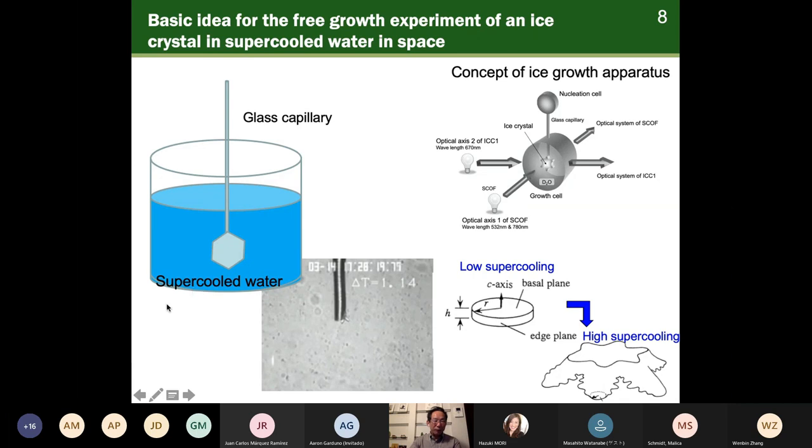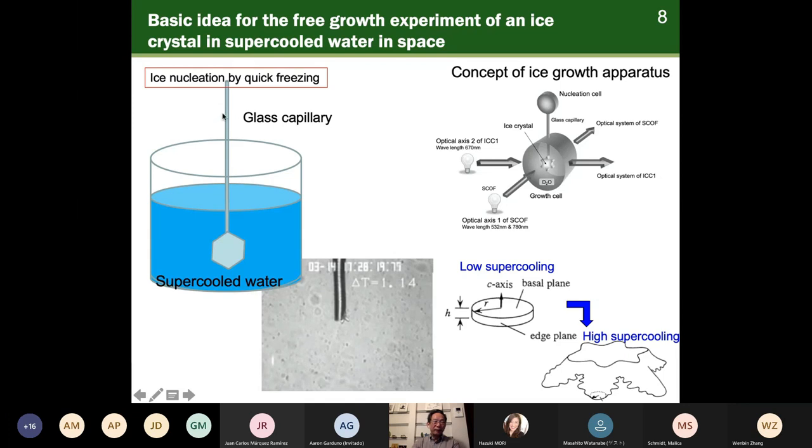The experiment is very simple. This is the concept. We prepare supercooled water in a glass container, and the water is cooled down below 0 degrees Celsius. Then a glass capillary is inserted into the supercooled water. When we obtain the supercooled state, we quickly cool down the glass capillary here. Then ice crystals are nucleated here.